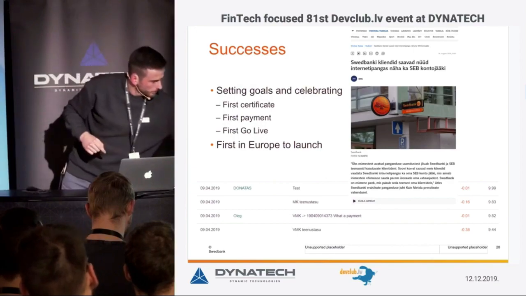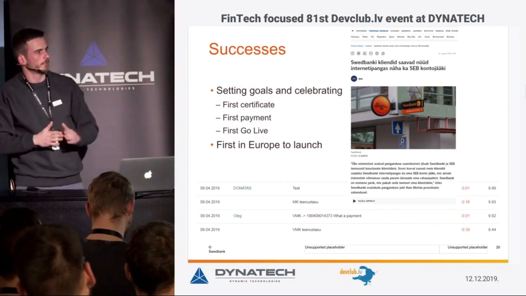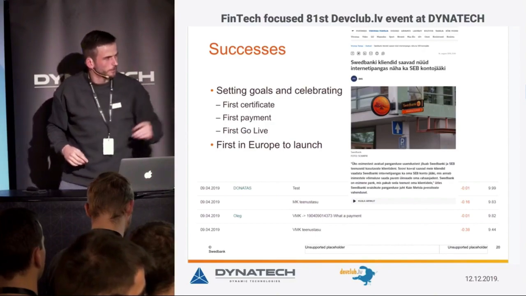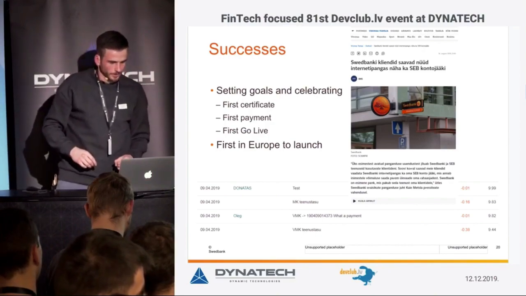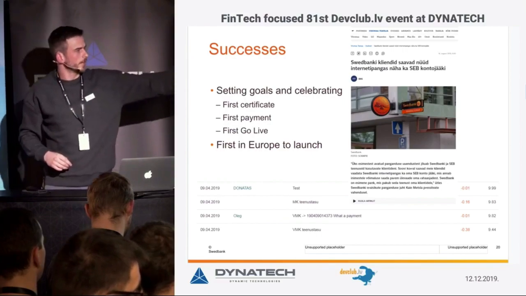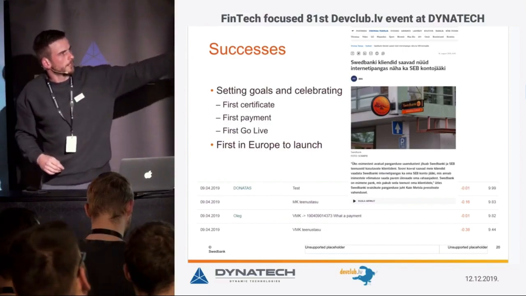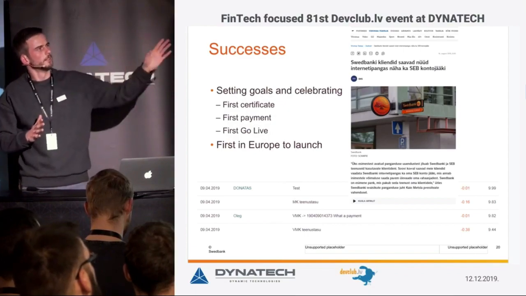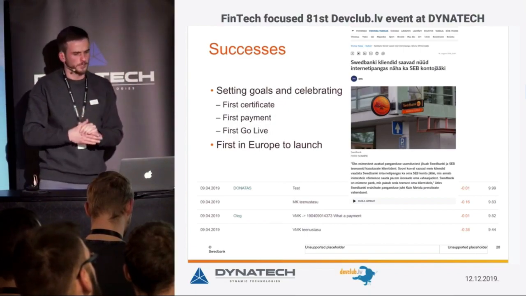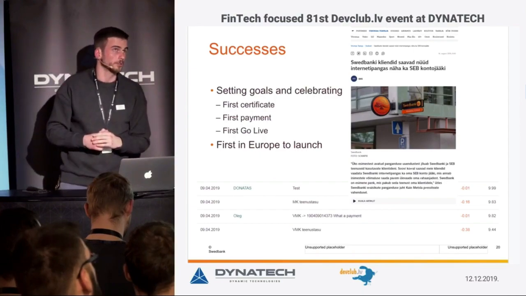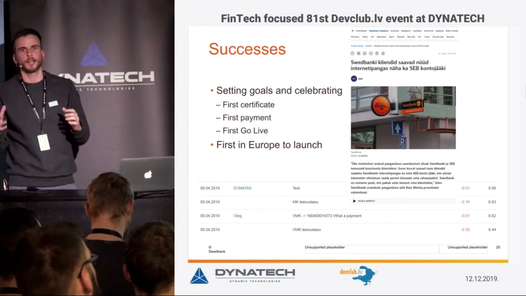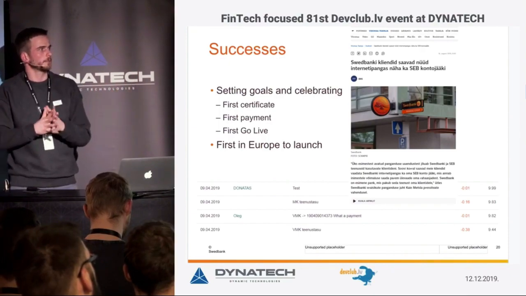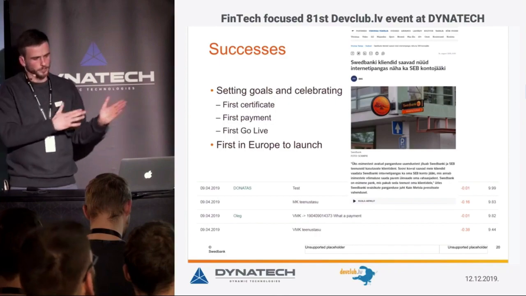And this is the first international payment done. The amount was 1 cent, but the fees were extra high. And first go live, and that's the article in Estonian Post. It was released August 16, but the actual date when we first went live was August 15, one day ago.